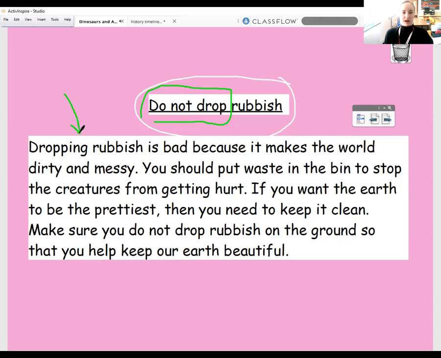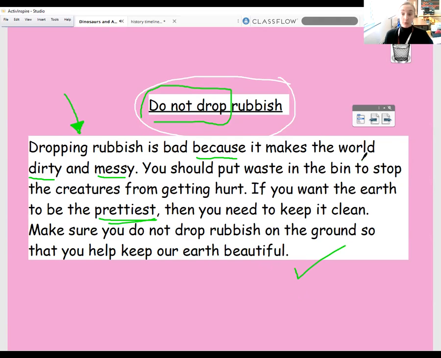And then I had a go at writing the first section of my leaflet. And yours, hopefully, was different to mine, or you might have chosen my idea as well. But my section was going to be about dropping rubbish. And this is what I wrote. So I said, dropping rubbish is bad because it makes the world dirty and messy. Some of those adjectives that we've been looking at. You should put waste in the bin to stop the creatures from getting hurt. If you want the earth to be the prettiest, yes, that prettiest, we were using superlatives, weren't we? Then you need to keep it clean. Make sure you do not drop rubbish on the ground so that you can keep our earth beautiful.